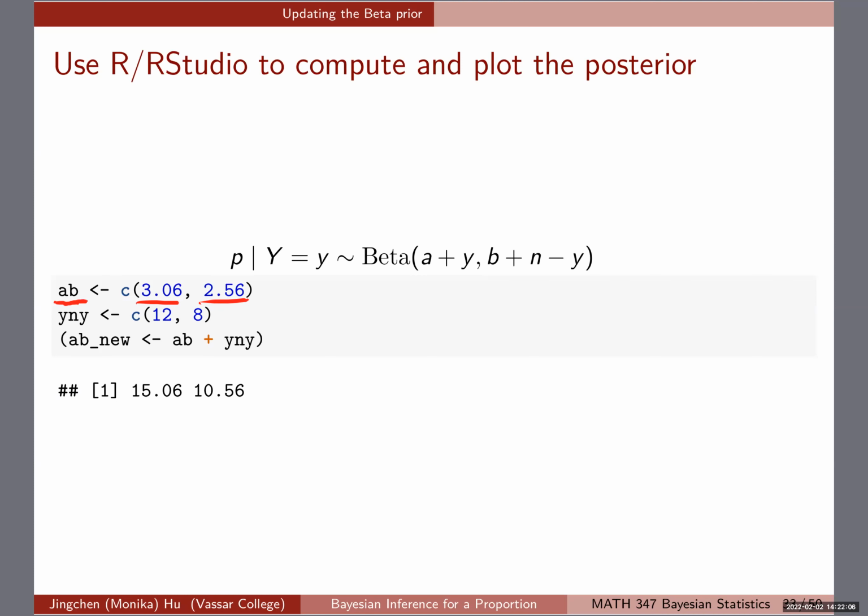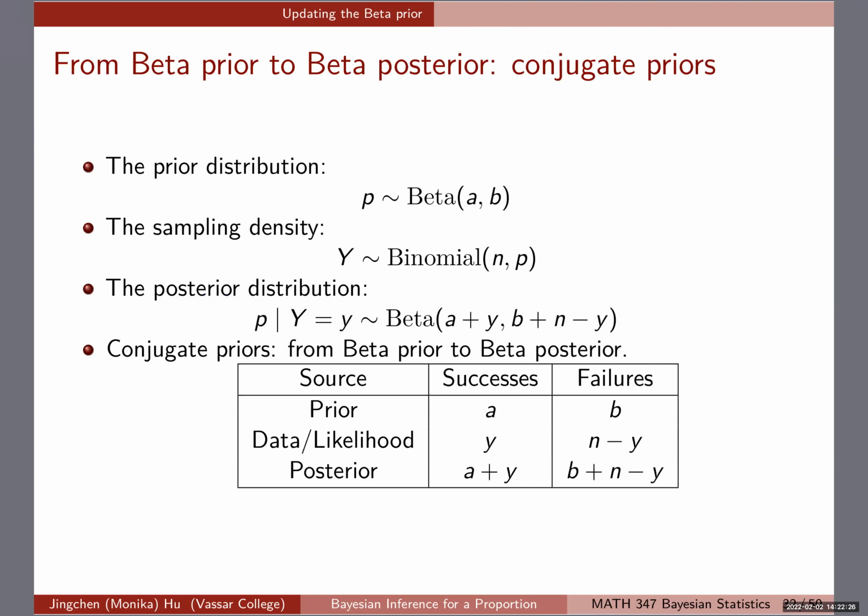And then my data is 12 and 8. So this is representing Y, and this is representing M minus Y. So I'm getting my success and failure in the data, and my prior success and prior failure in the prior distribution. In the end, it's pretty straightforward because from the table as before, we're just adding them up to get the posterior shape parameters. The sum of A and Y is the first parameter for the posterior, and the sum of B and M minus Y gives you the second parameter for the posterior.